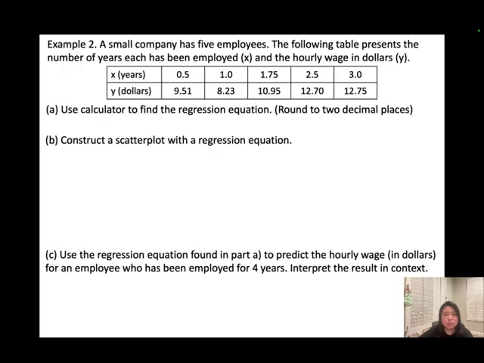Now, let's do the example together. A small company has 5 employees. The following table presents the number of years each has been employed and the hourly wage in dollars. A. Use the calculator to find the regression equation. Okay, let's do it together.